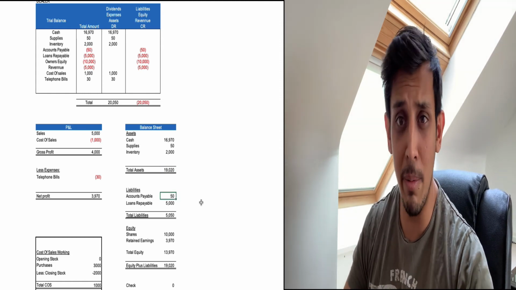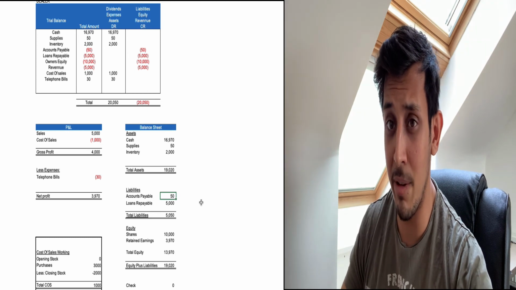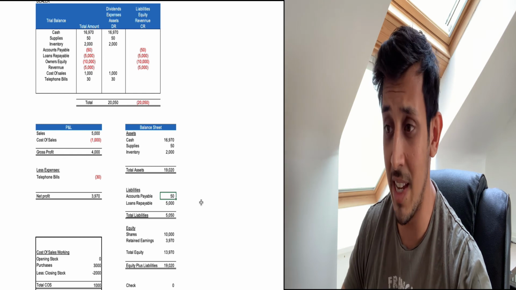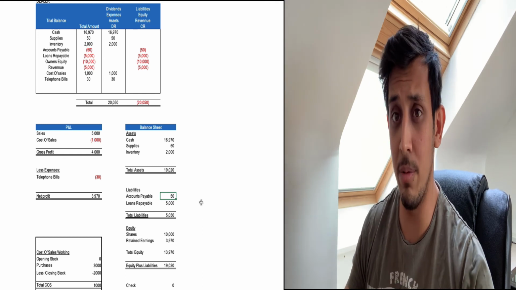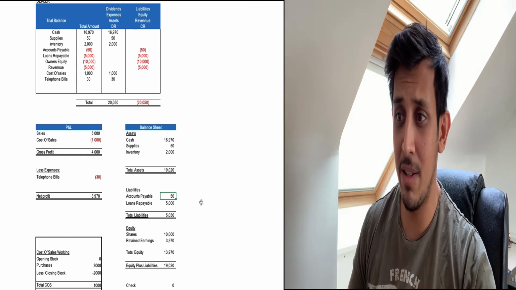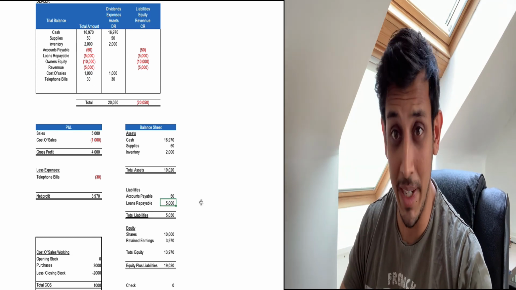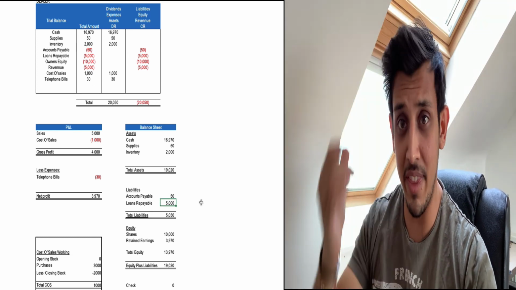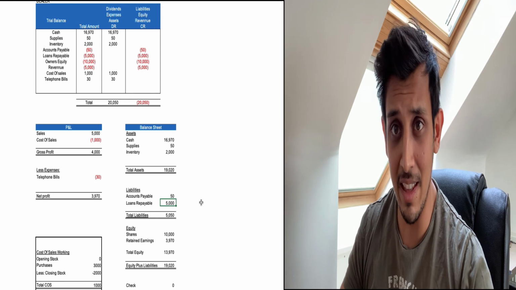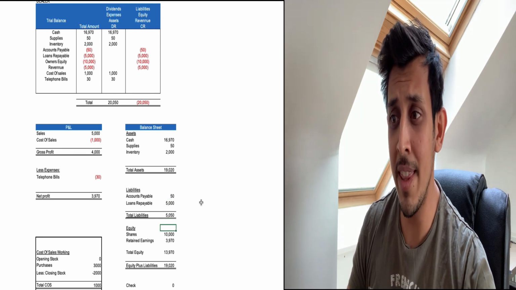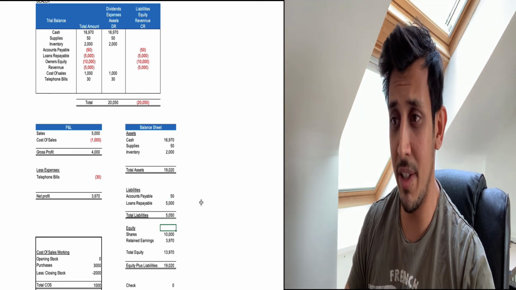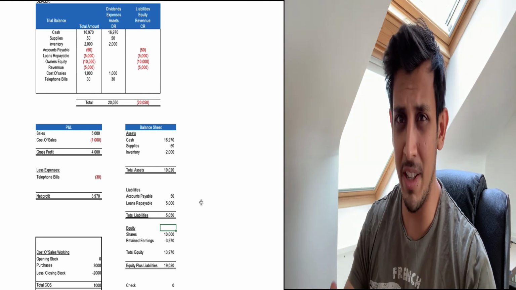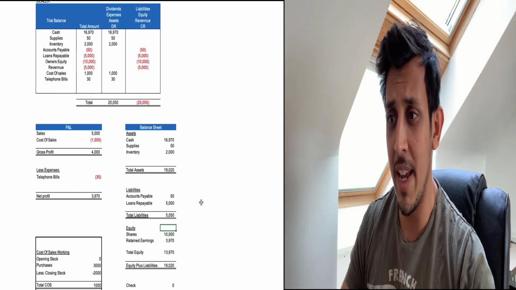Now, remember the supplier that we bought the car valeting products from trusted us to pay them back in 30 days, and we have that liability still there, so we've got £50. Next, we've got the loan repayable back to the bank, which is £5,000, so that's still a liability that we owe. And then as for equity, which basically shows how our company is structured.